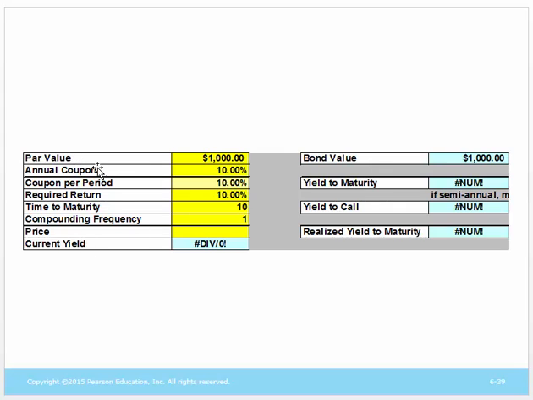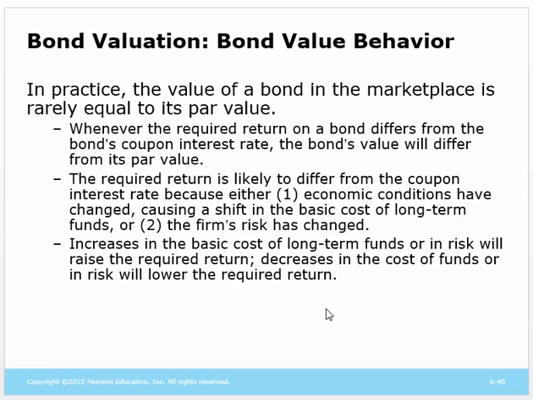If we move forward, there's a bond valuation spreadsheet. Here are the variables. We need to know the par value. It's always $1,000. The annual coupon, you were told it's 10%. The required return was given, 10%. Time to maturity was 10 years. Compounding frequency, we're just going to assume it's 1 for right now. This bond has a value of $1,000.